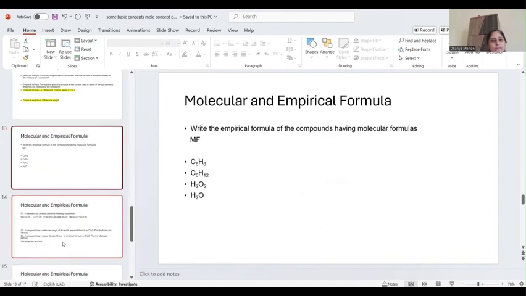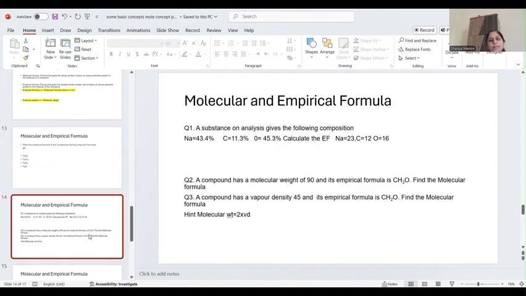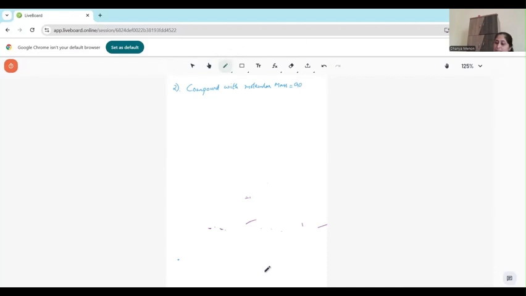This slide you have done. I showed you the ratio, right? The first question we have done. The second question: a compound has a molecular weight of 90. An empirical formula is given to you. You need to find the molecular formula. Question number 2. Molecular mass is 90, and the empirical formula given is CH2O.